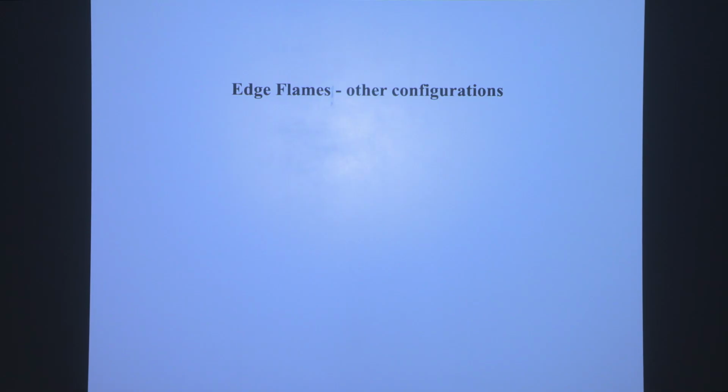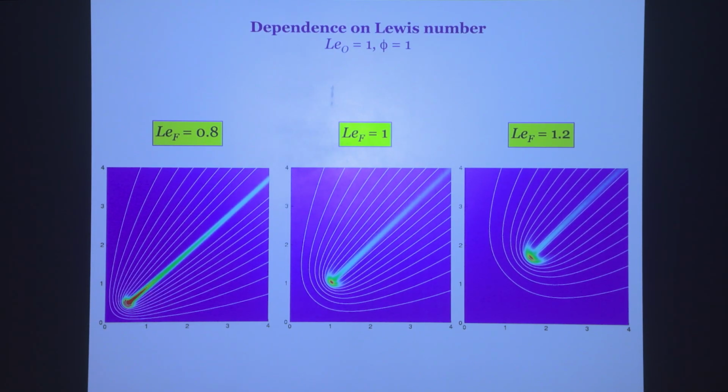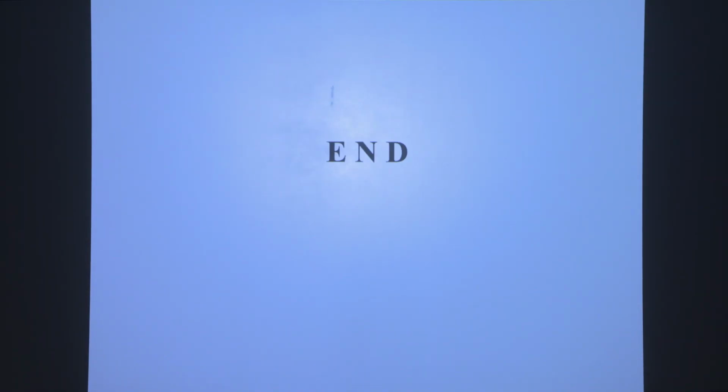Okay, edge flame, other configuration. I just had one example. I think it's almost the last. A fuel and oxidizer coming at a corner, and so there's a nice mathematical solution without a flame that you can show, and with a flame you have to compute it numerically, and that's what you get. It's very similar to before, but the geometric picture is different. And so you have, again, an edge that stands at different positions depending on the Lewis number. I think it's the last, at the end of the talk.